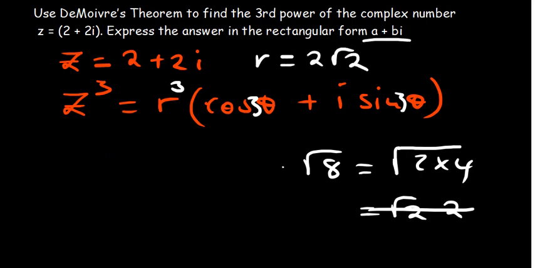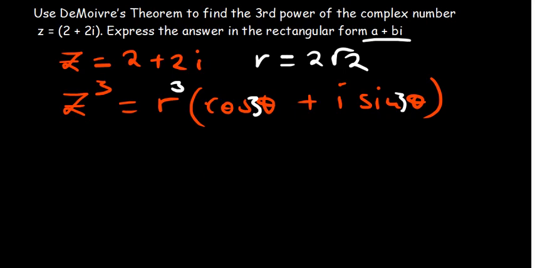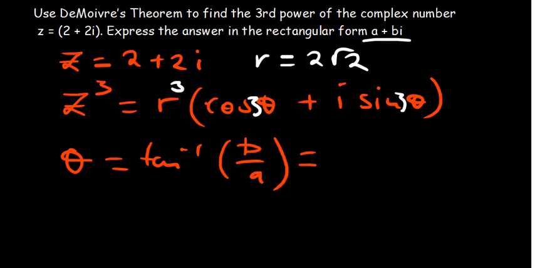So we have our absolute value in this case. What else do we need to find? We need to find the angle theta. So our theta is going to be equal to tan inverse of what? B over A. So what is our B in this case? Our B is the coefficient of the imaginary part, which is a 2. So we have 2 over 2, so basically it's going to be tan inverse of just a 1. In radians, the angle that can give us 1 is basically pi over 4. So our theta is equal to pi over 4.